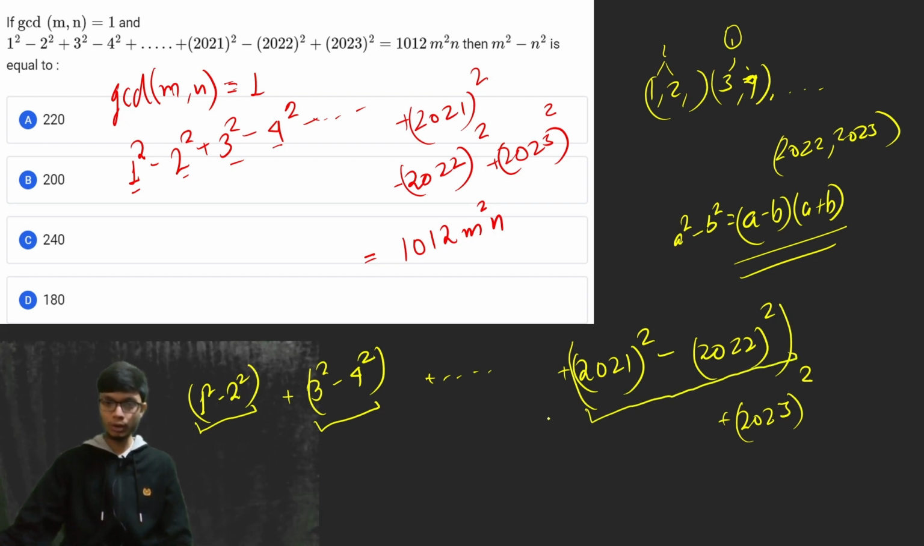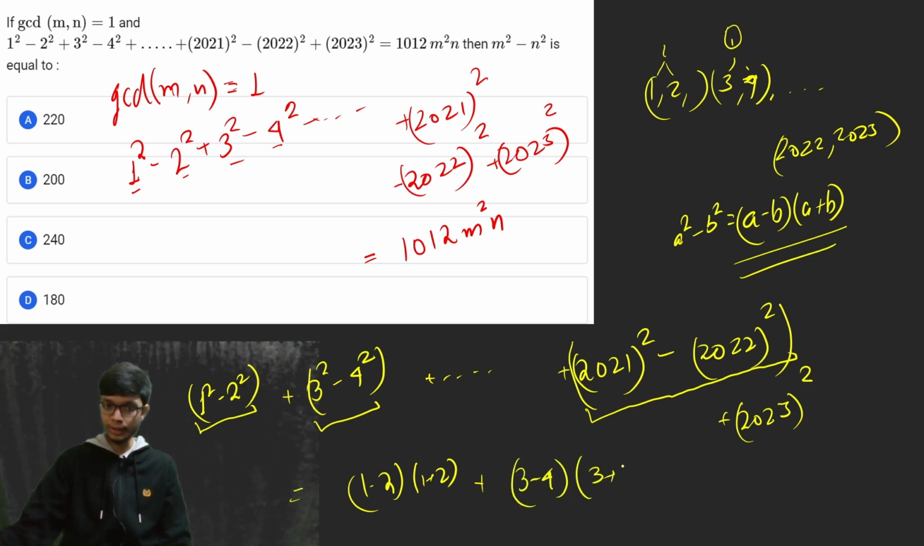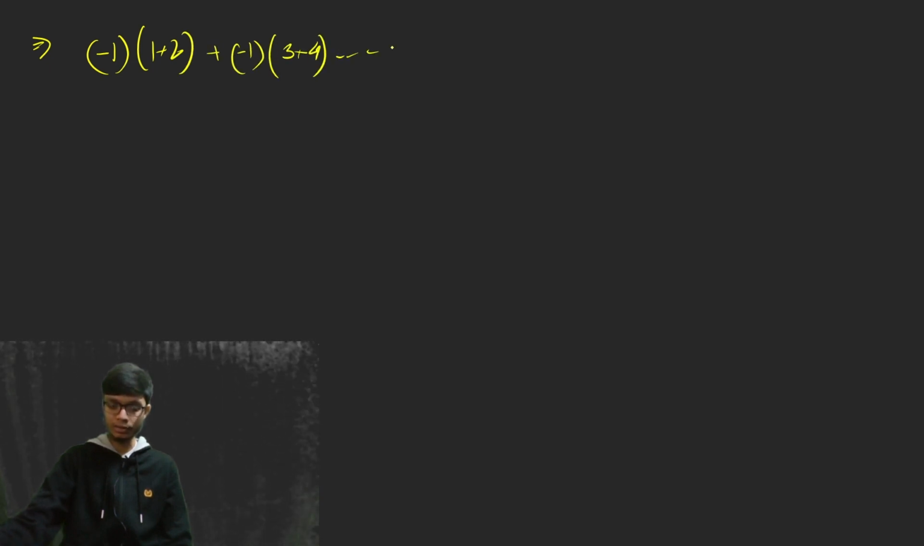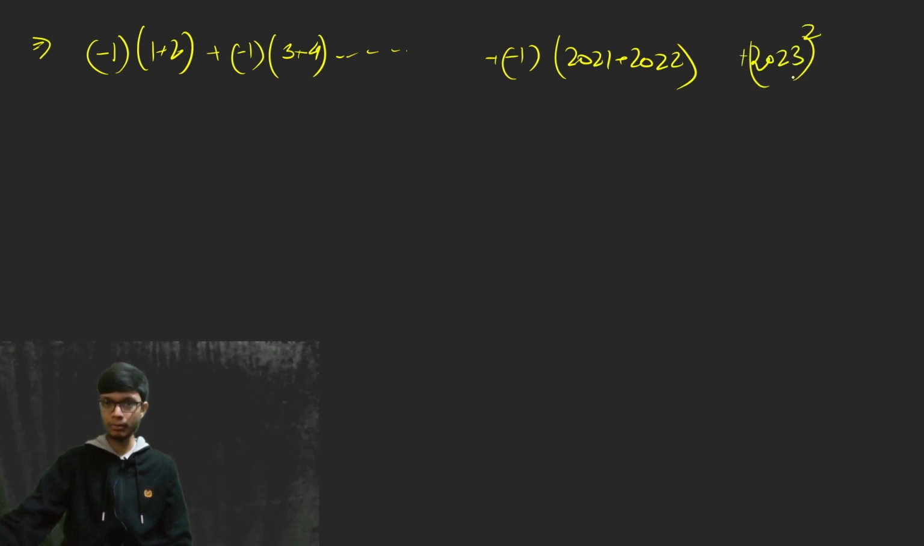So from here, if you solve this, what you will get is 1 minus 2 into 1 plus 2, and similarly 3 minus 4 into 3 plus 4, and so on up to the terms, and the result is given as 1012 m square into n. Now you can see that 1 minus 2 is minus 1 into 1 plus 2. Similarly the other term you will get as minus 1 into 3 plus 4, and so on up to minus 1 into 2021 plus 2022, and the remaining term is plus 2023 whole square. So let it remain over here.